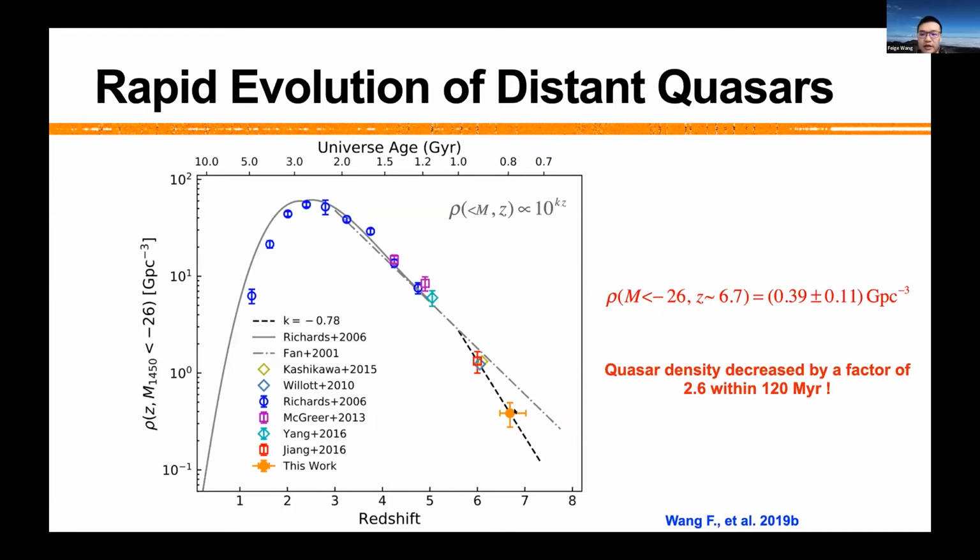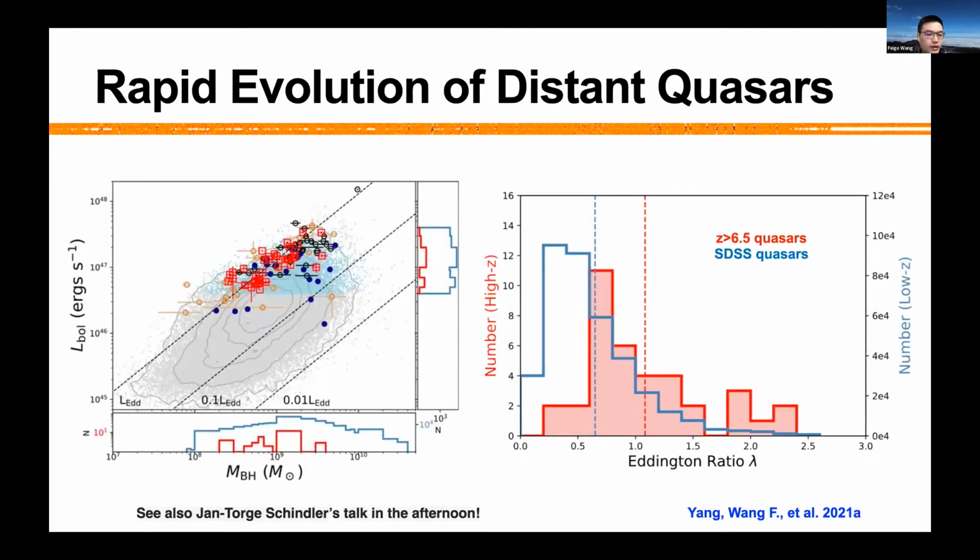Remember that the e-folding time of black hole growth is about 50 million years. So it's only about two e-folding times for the black hole growth, but the density decreased by 2.6, which is a big factor within such a short time. So the density of these quasars evolves rapidly. Then we want to understand why it has such rapid evolution, whether the black holes or quasars have different properties at those earliest epochs.